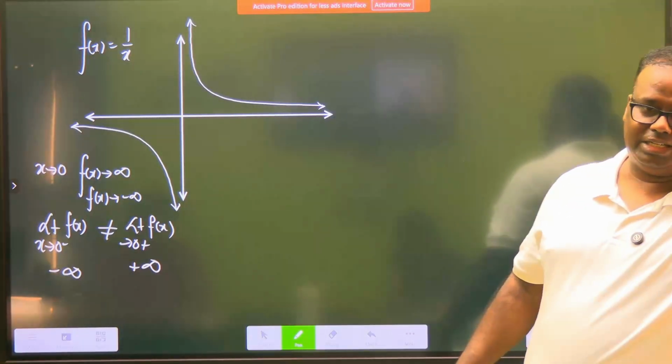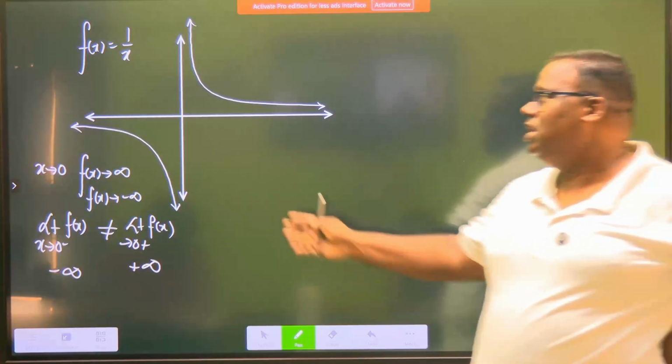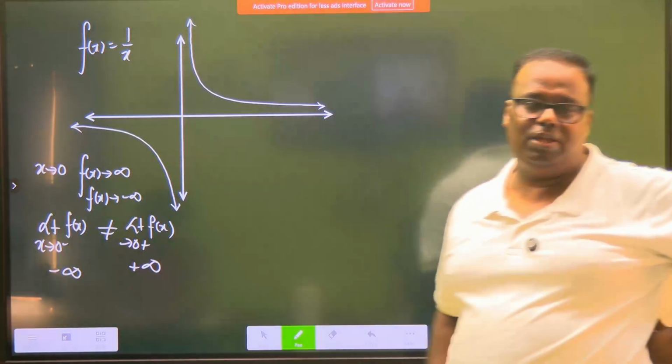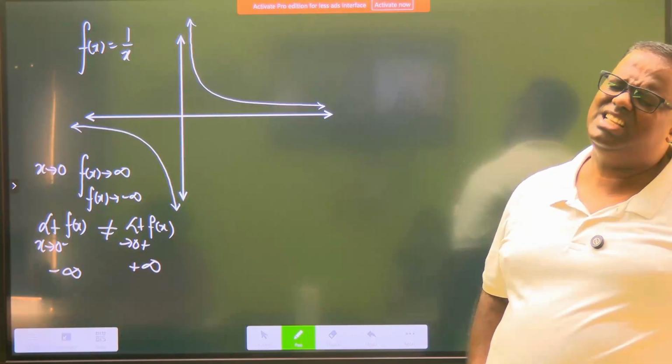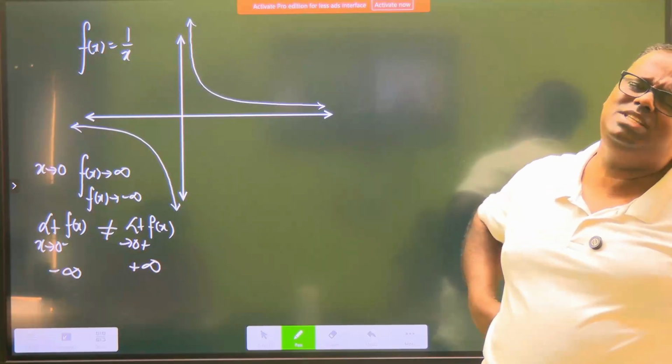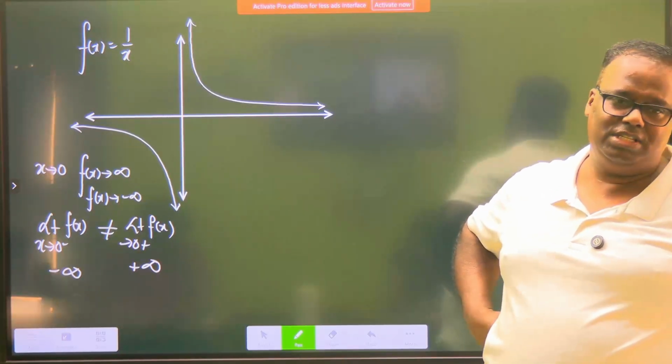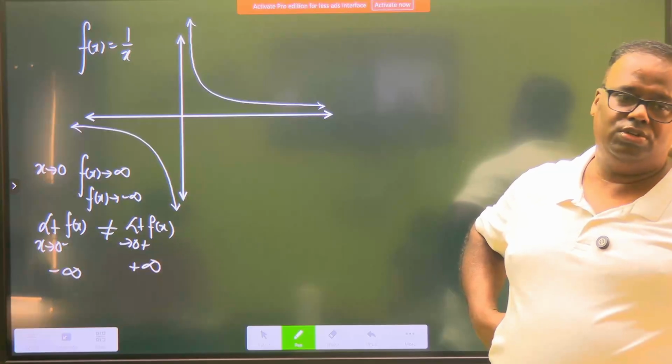Is it getting clear? 0 is a point of discontinuity because the function does not have the same limit values at 0. That means the function does not have a limit value at 0. No point in checking anything else. The function is straight away said to be discontinuous. Clear?